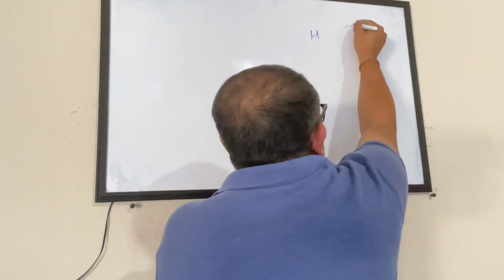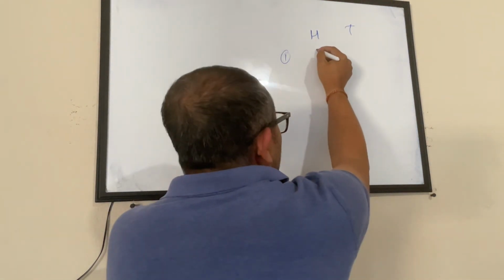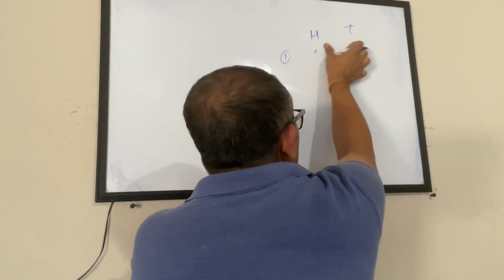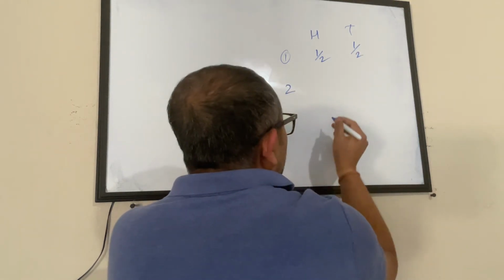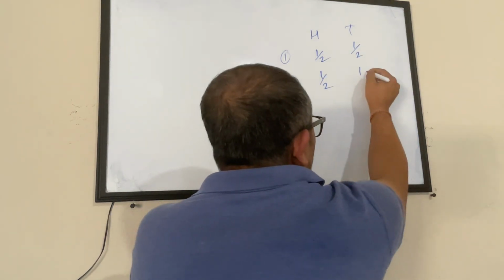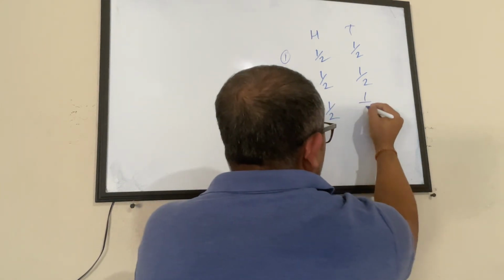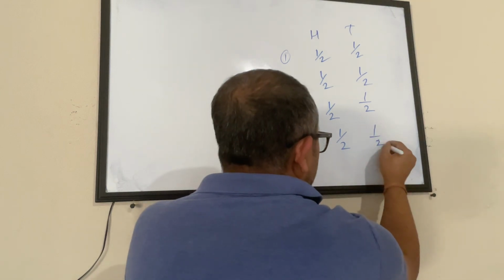This is head, this is tail. First time, what is the possibility of getting a head? It is again 0.5 or half. This also has half. Second time when you toss, same thing, doesn't change. This is a possibility. Third time when you toss, doesn't change. Fourth time when you toss, the possibility remains the same.